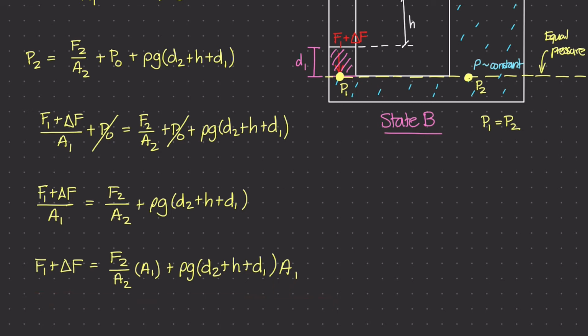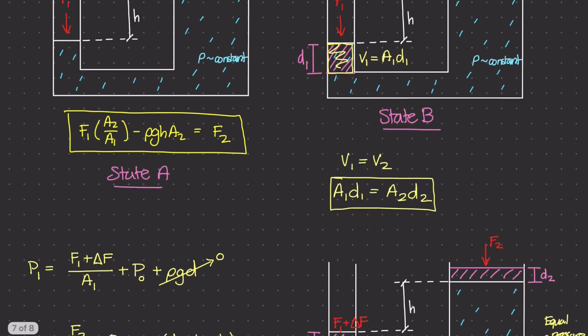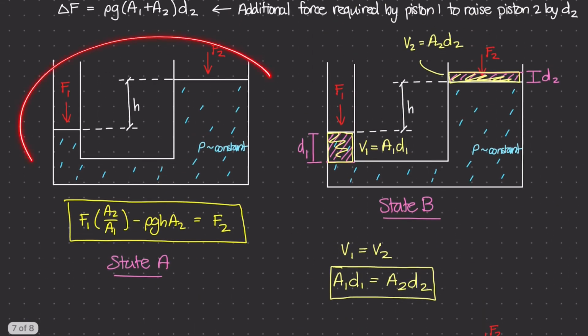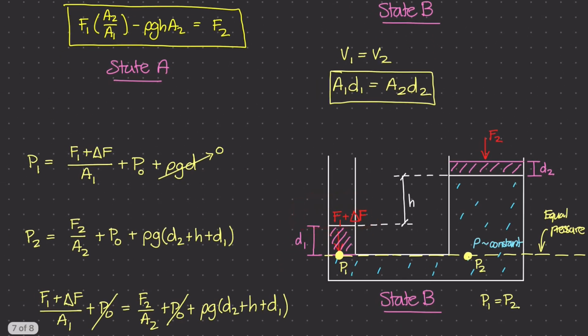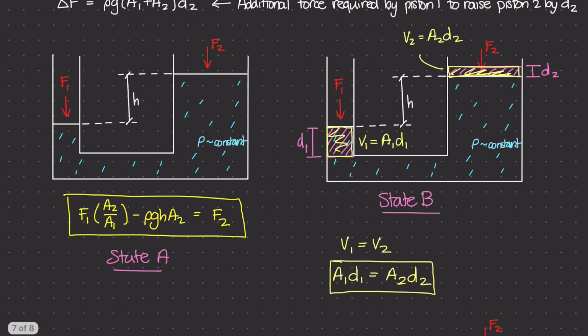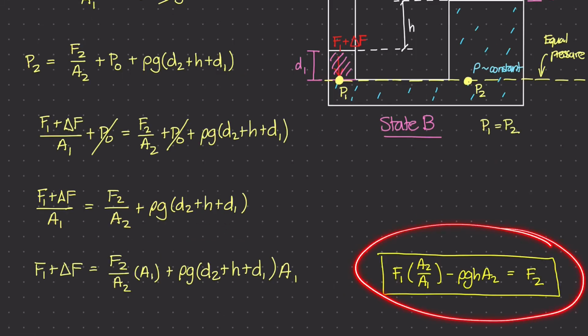Now, what I want to do is go back to this equation. So remember, state A was just the hydraulic system in equilibrium before we applied this additional delta F, which you can see in this diagram, right? So state A is before we applied that additional force. So we're going to take this equation and plug it in for this F2 term. So I'll go ahead and copy this equation down below. So I just took that equation and copied it down here, right?